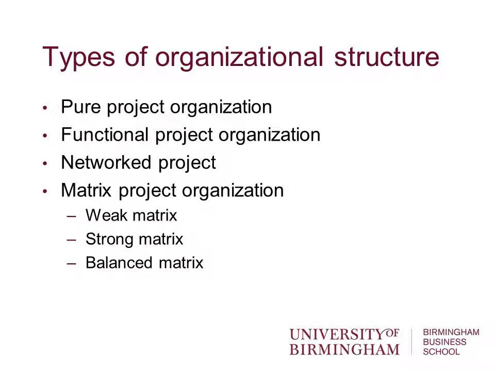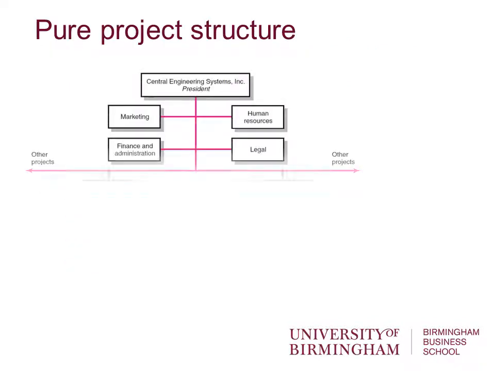Okay, so we have different types of organisational structure for projects. We have the pure project organisation, functional project organisations, network projects, and I'll talk about each of those briefly, and then come on, towards the end, to the matrix project organisation, which is really a way of thinking about all those three and how they behave.